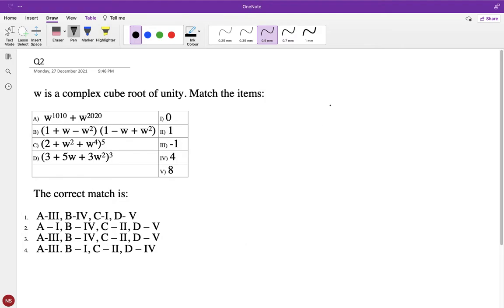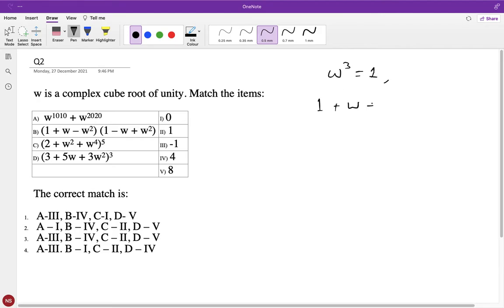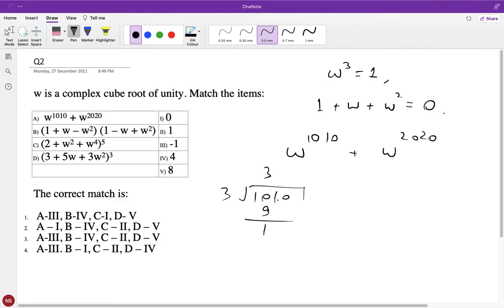Okay, now this is omega is a cube root of unity. We know that to solve this problem, we need to know this: omega cube is 1, and 1 plus omega plus omega square is equals to 0. That's all you need to know. So omega raised to the power 1010 plus omega raised to the power 2020. Very easy. First divide 1010 by 3. So 3 times 3 is 9. 3 times 6 is 18, so you are left with 2.